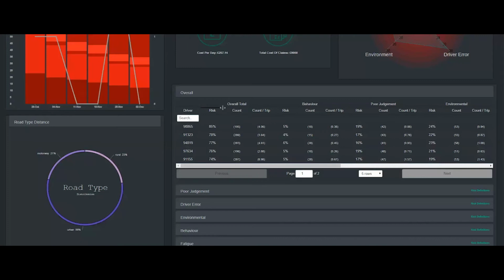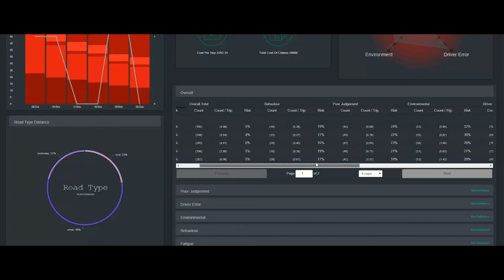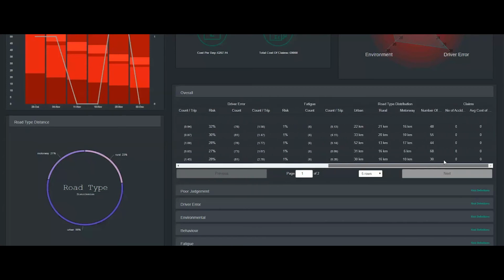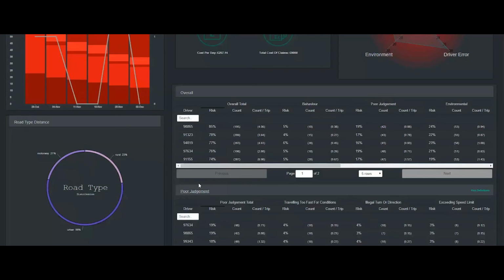In these particular cases, we're looking at behavioural, judgment, environmental risks, driver error, potential fatigue, and the types of roads that we've been travelling on and the length of time we've been spending on those roads. And also the number of claims that these drivers have had whilst they've been driving. Obviously, we want to be able to break those risks down. So poor judgment, what does that actually mean? In our particular case, it might mean travelling too fast for the road conditions.